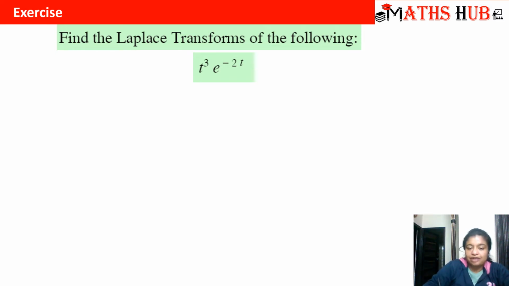But in the product, if you find that one term is exponential, then immediately it should strike you that we need to apply the shifting property, the first shifting property, right? According to the first shifting property, just hide the exponential function and whatever function is left, take up that function. So we need to calculate the Laplace of this function. In this product, one of the functions is exponential, so let us hide the exponential function and see what function is left. The function left is t cube, so let us calculate the Laplace of this function.